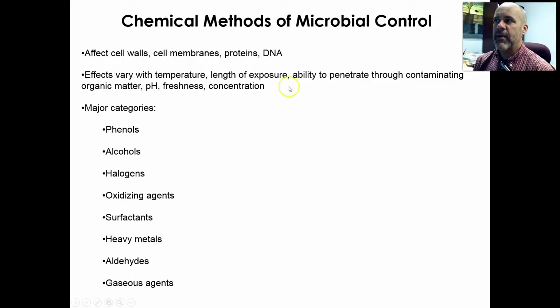And we've talked about the various things that can affect those agents: temperature, pH, the exposure time, very, very important, and how well these substances can penetrate through other materials that are present, other organic matter like blood or feces or saliva that might be there. Now, when you start thinking about chemicals, you've got to consider freshness and concentration. Some of these chemicals break down over time, so you've always got to be concerned about that. And concentration is important as well.